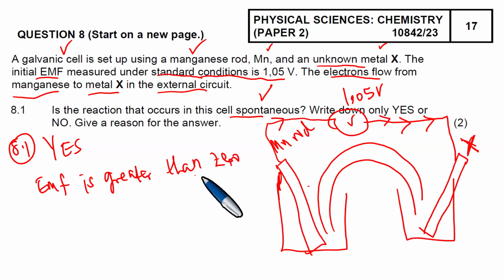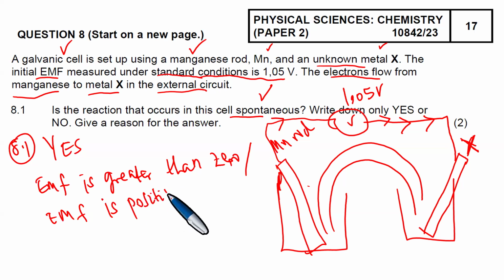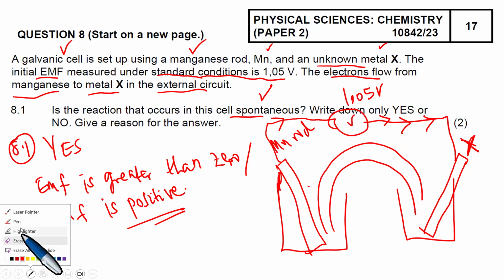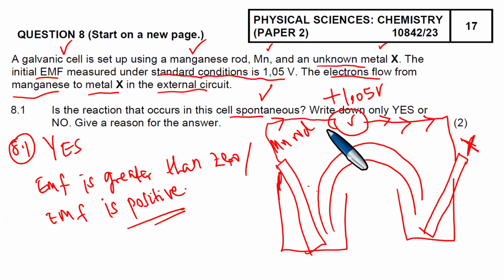The electromotive force is greater than 0, or you can say that the EMF is positive. Because the EMF is positive, it is exactly positive 1,05, then we are able to see that this is a spontaneous chemical reaction. The reaction is spontaneous because the EMF we can see is positive 1,05 volts.